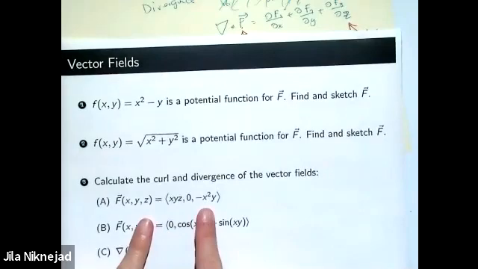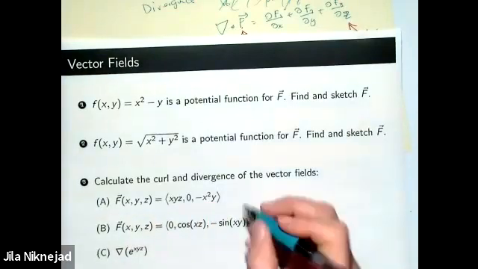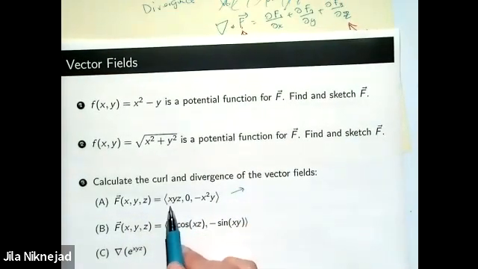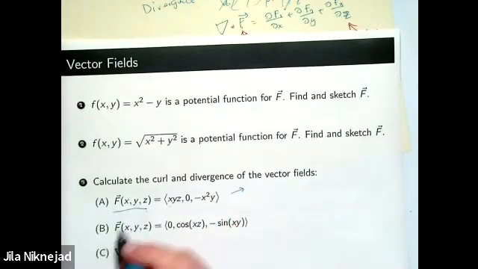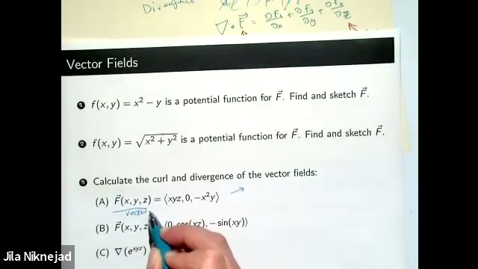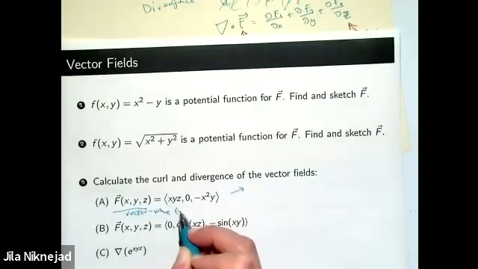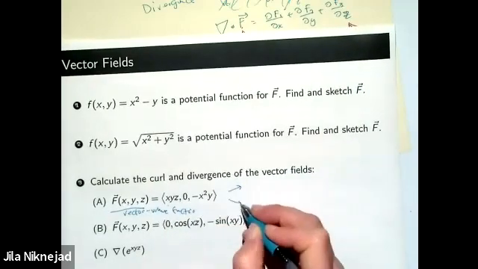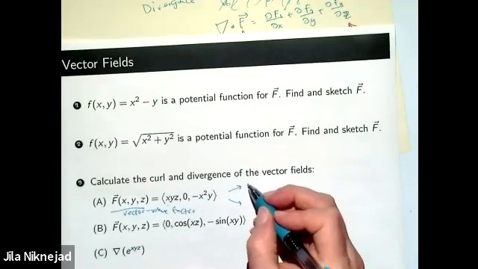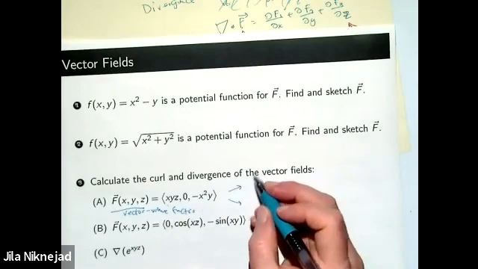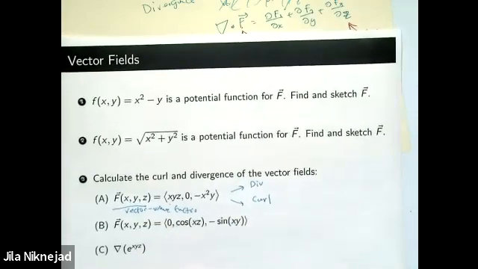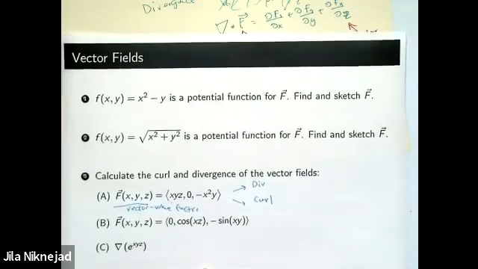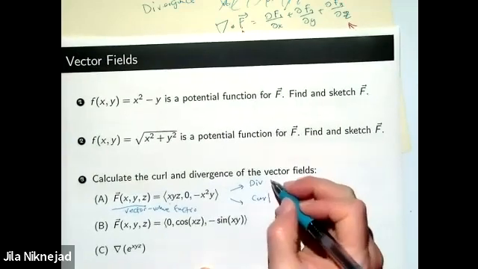Should we do the first one? So let's do this one because this is a vector valued function. The only thing that is defined on that is divergence and curl. So I can't use gradient on that, right? So now divergence and curl.